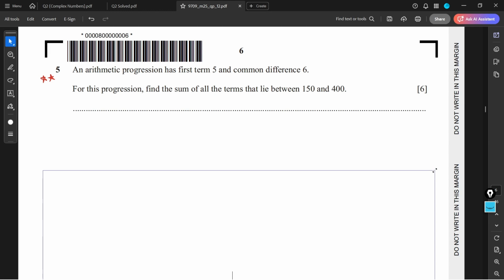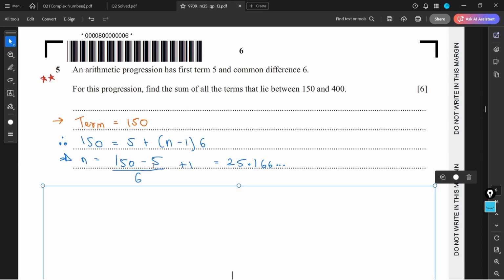Now let me show you how I have solved this question. In the first part, I figured out the nth term in this arithmetic progression where the value of the term is going to be greater than 150. For that, I kept the value of the term as 150 so that I can find the value of n. The term just after that will be the term where the value is greater than 150. Using the term as 150, I found that n comes out as 25.166. By the way, this is the nth term formula of AP, where the term is equal to a plus n minus 1 times d.